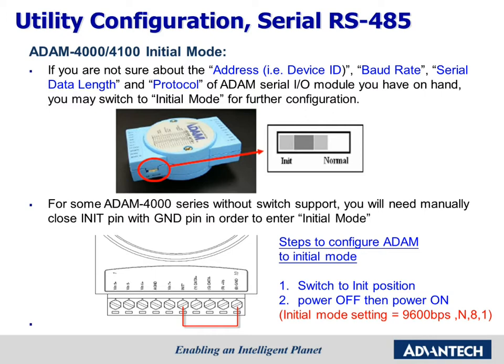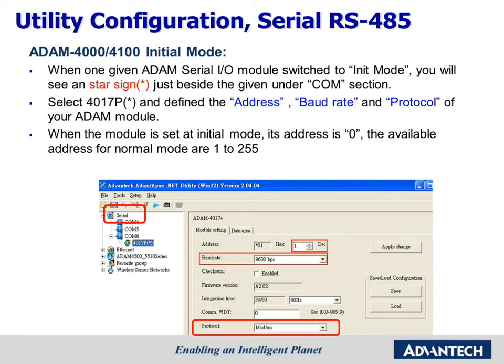When the module is in initial mode, the setting will be 9600 bps for baud rate and N81 for the data format. In initial mode, there will be a star sign beside the module name under COM sections. User can define the address, baud rate, and protocol of ADEN module in initial mode. When the module is set at initial mode, module address is always 0. The available address for normal mode are 1 to 2055.